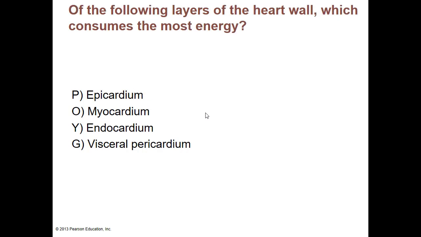Of the following layers of the heart, which one do you think consumes the most energy? Pink, orange, yellow, or green? It is the orange. Why? It's a muscle. It consumes energy. It needs energy for it to contract.